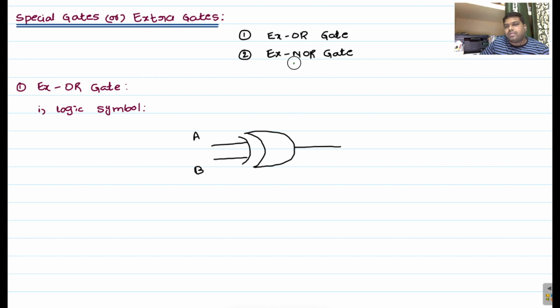Otherwise, we can call it an XOR gate followed by a NOT gate. Like universal gates, like NAND and NOR. NAND is nothing but AND followed by NOT. And what about NOR? NOR is nothing but OR gate followed by NOT gate. In the same way, XNOR gate is nothing but XOR gate followed by NOT gate. So these are the two types of extra gates we have.